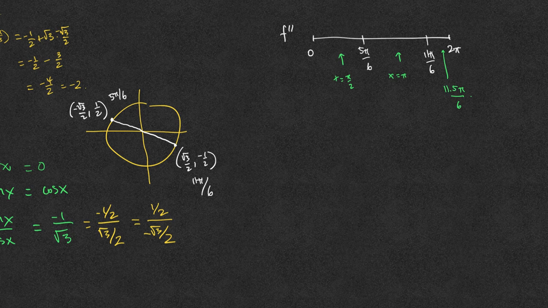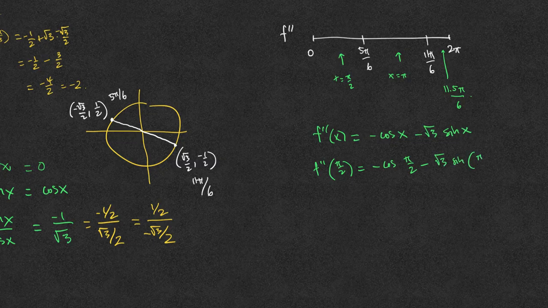The second derivative that we found was f double prime of x equals negative cosine of x minus √3 sine of x. And so we plug in pi over 2 into the second derivative. This is negative cosine of pi over 2 minus √3 sine of pi over 2. Cosine of pi over 2 is 0, minus root 3 times sine of pi over 2, which is 1. So this is negative. F double prime is negative in the subinterval 0 to 5 pi over 6.